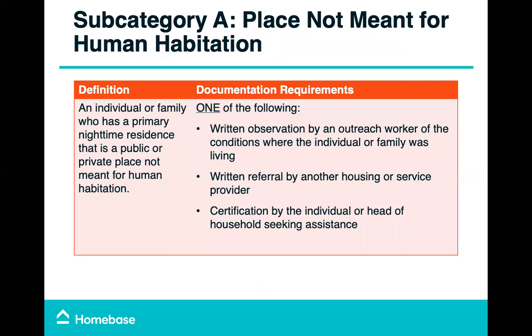Subcategory A, again, this refers to an individual or family who has a primary nighttime residence that is a public or private place not meant for human habitation. So in order to document clients' eligibility for this subcategory, you are going to want one of the following documents: a written observation by an outreach worker of the conditions where the individual or family was living, or a written referral by another housing or service provider, or a certification by the individual or head of household seeking assistance that they meet this definition.